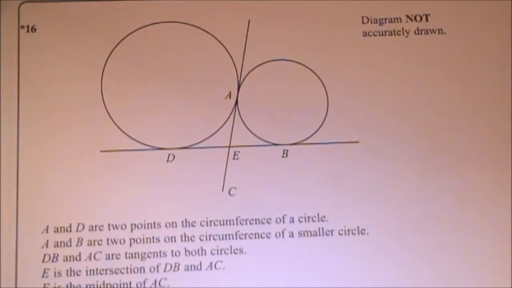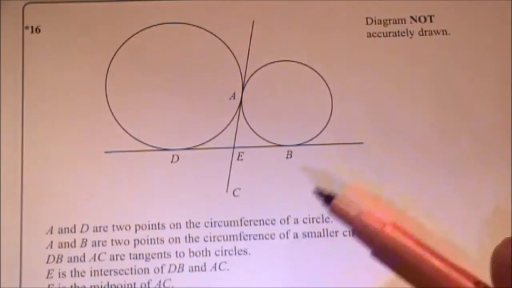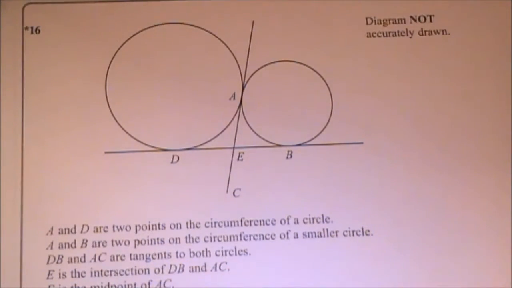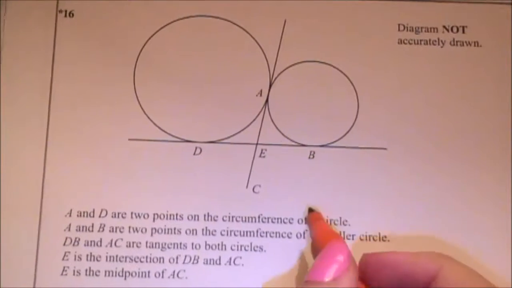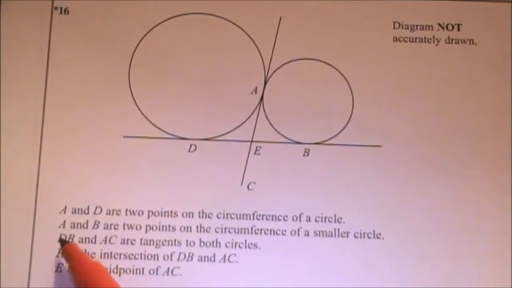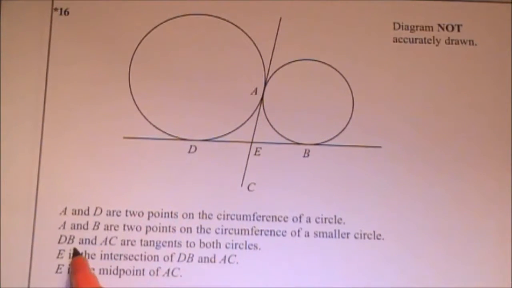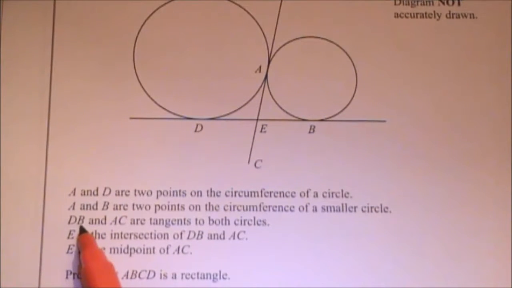Question 16 is quite a tricky one to explain, and I wish I'd practiced it before I'm doing it here, but I didn't. So let's go. A and D are 2 points on the circumference of a circle. A and B are 2 points on the circumference of a smaller circle. DB and AC are tangents to both circles.